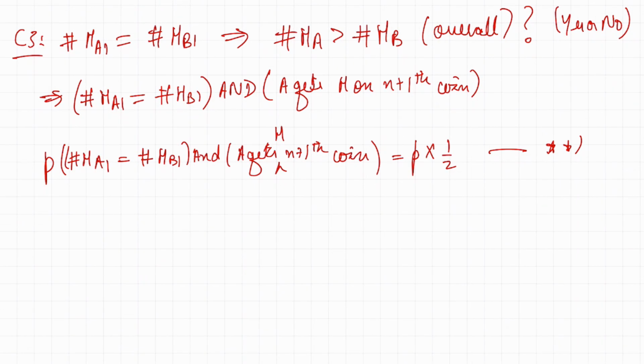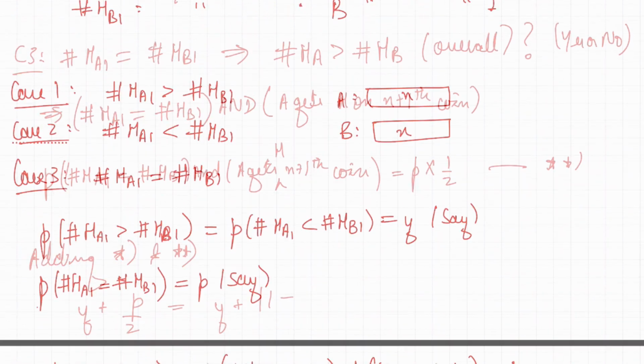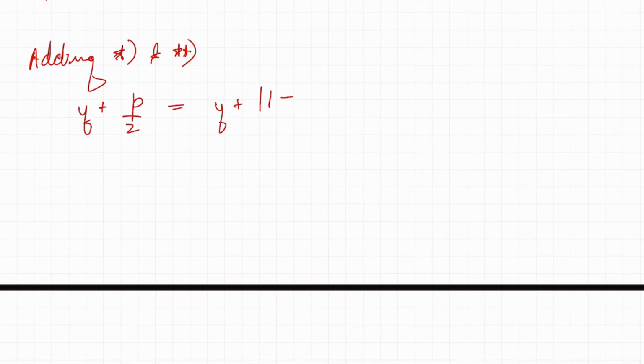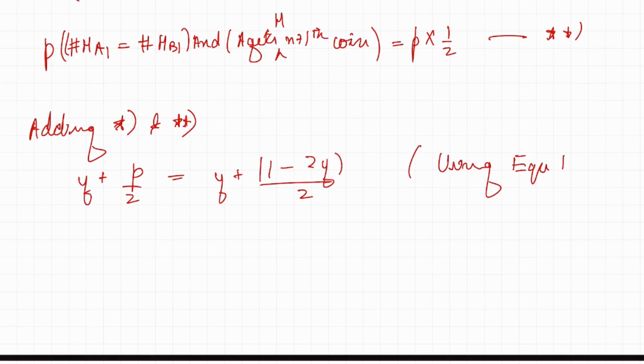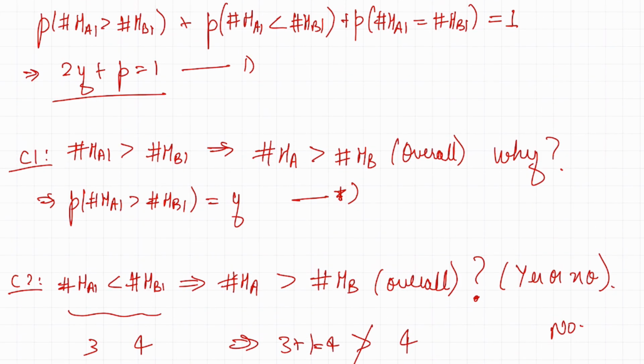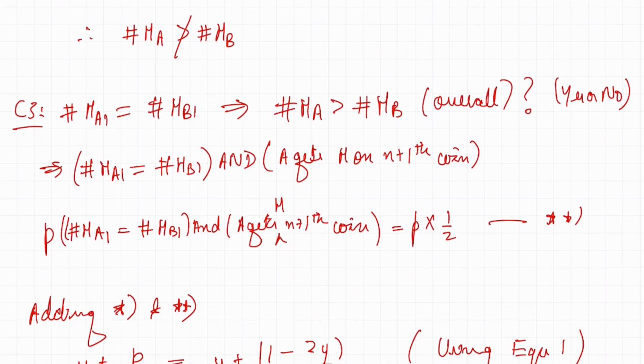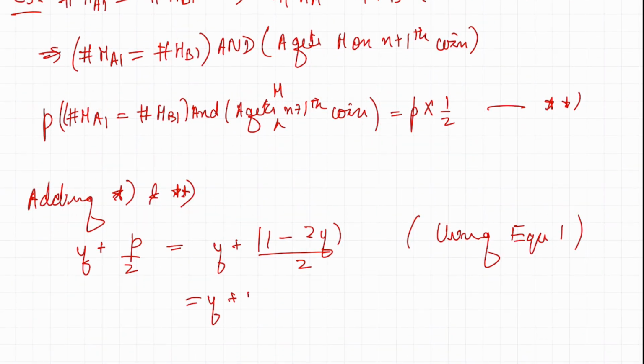adding equation star and equation double star, we get y plus p by 2. Okay, now what is p by 2? We can use it from equation 1, and that is p is 1 minus 2y, over 2, using equation 1. Again, I'm just substituting p from here, and p is 1 minus 2y. That's what I do here. So what we get is y plus half minus y, and the answer is half.